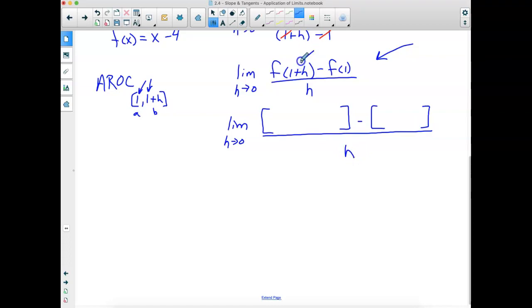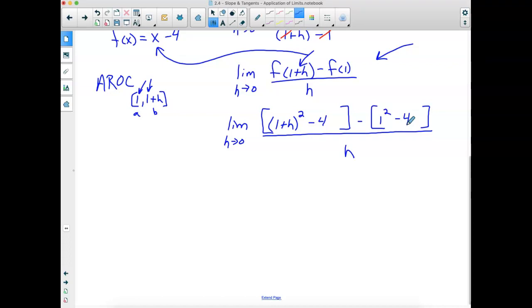Well, that just says plug 1 plus h in for x everywhere I see an x. So I get 1 plus h, I have to square that, minus 4, and then that's minus f of 1, that's saying 1 squared minus 4, okay? And then what I need to do is just multiply things out.